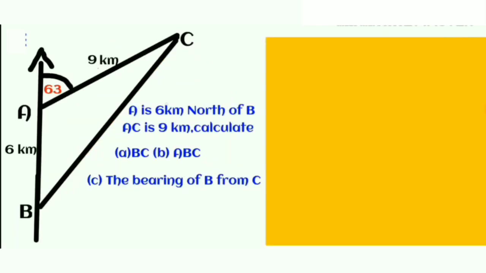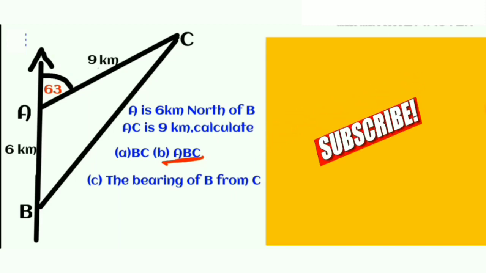Okay. A is 6 kilometers north of B. AC is 9 kilometers. Calculate BC. That is the first question. The second question, angle ABC. And the third question, the bearing of B from C. Okay. So the first thing here is to complete the diagram. You have to find this angle.